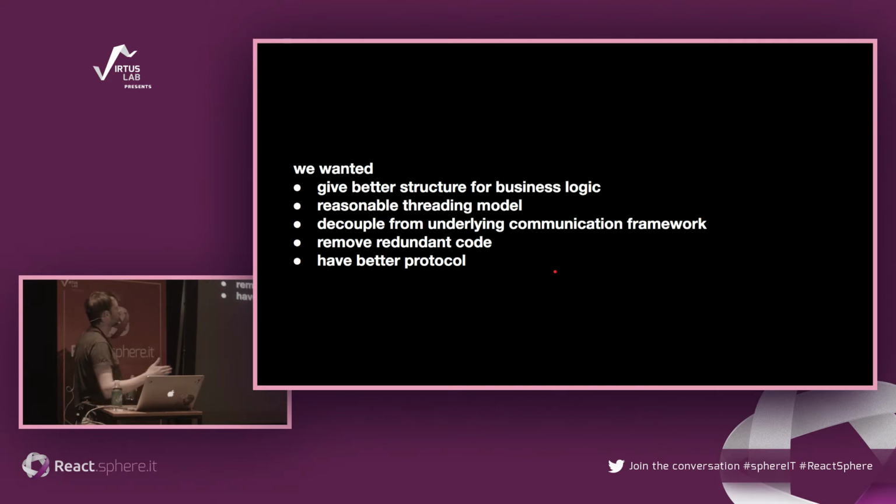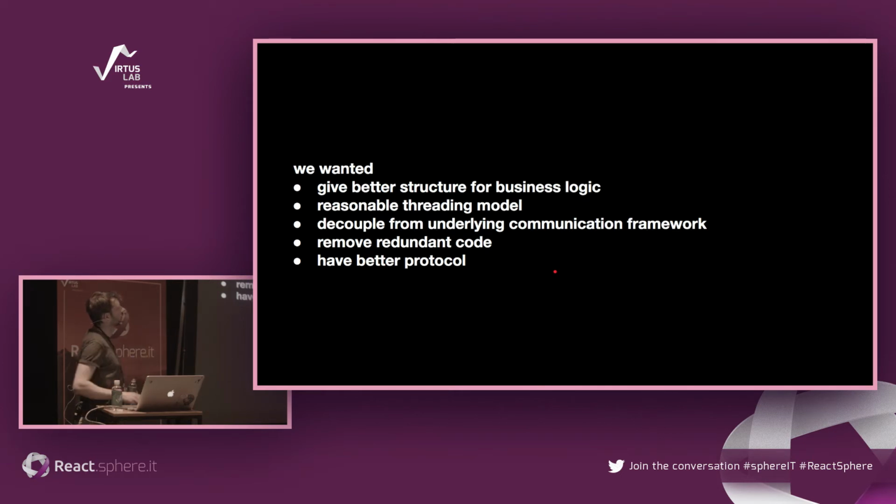We would like to have some reasonable threading model, and of course decouple from Netty, maybe replace it with something else. And as a side quest, it was about removing redundant code, because each client needs metrics, circuit breakers, load balancers, and stuff like that. So we didn't want to repeat ourselves. I wanted to have something really nice hidden under a simple API, and a better protocol, because the one that we already designed was not that good. So there are a few issues we wanted to solve.